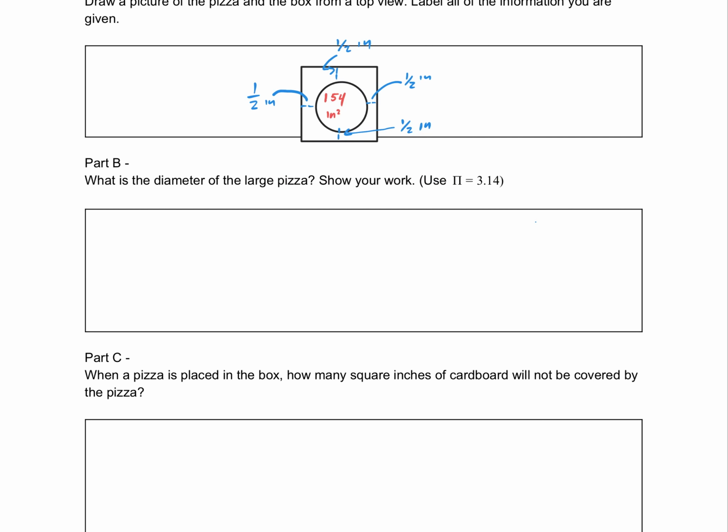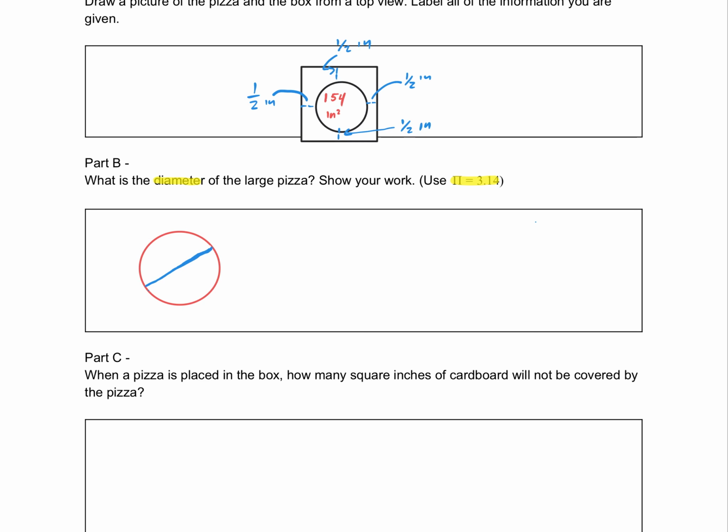Part B says, what is the diameter of the large pizza? Show your work and make sure that you use 3.14 for pi. Now, this goes back to the notes on circles, how we find the relationship between the diameter and the area. In that lesson, we covered that the radius is from the center to the point. Now, the diameter is the distance that divides the circle in half.